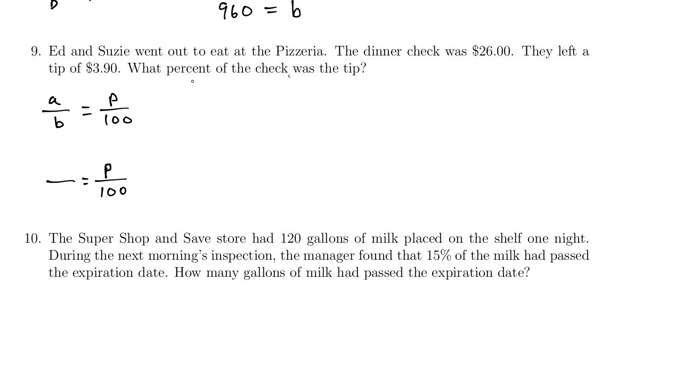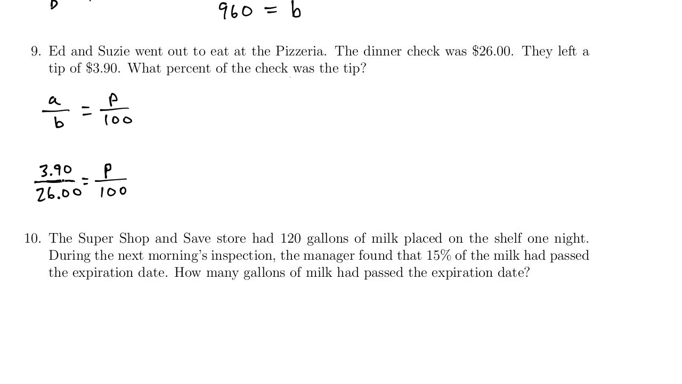And next is, let's try and find the base. Let's determine what we are taking the percentage of. It says what percent of the check. So the check is going to be the base because that's what we're taking the percentage of. So what's the check? Well, up here it says the dinner check was $26. So that's going to be our base, $26. And the amount, that must be the $3.90.